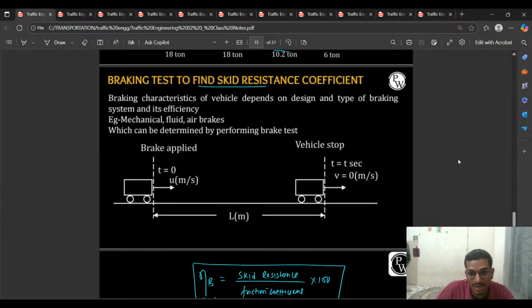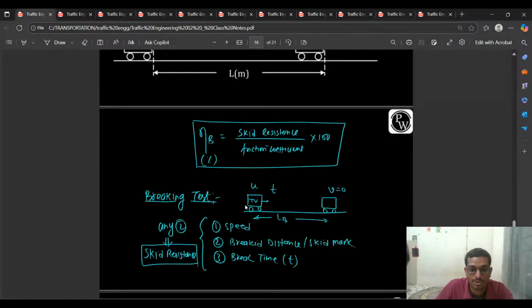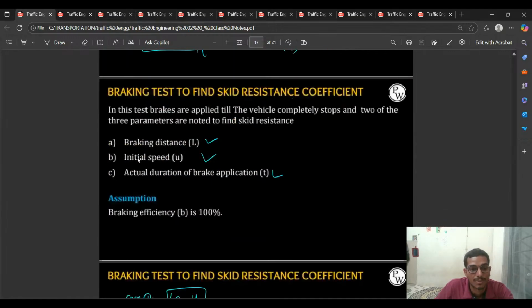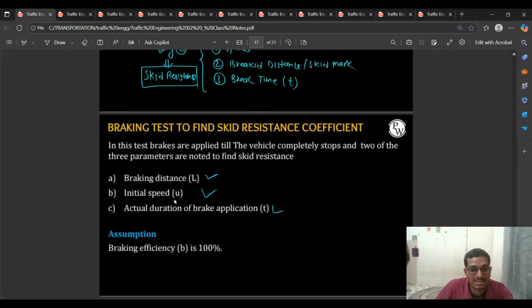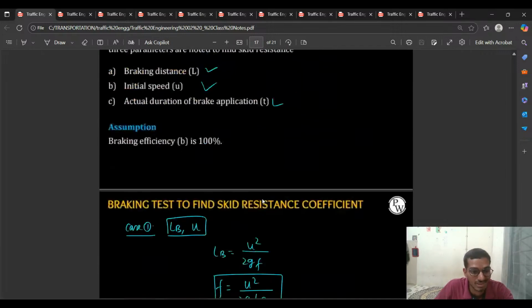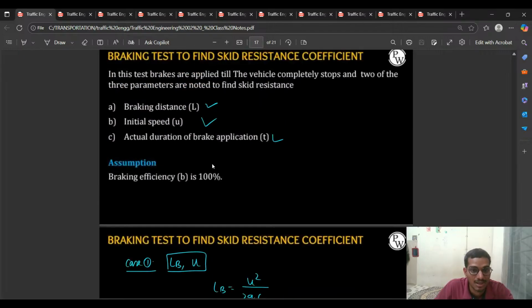Suppose the brake is applied and the vehicle stops: at which time we applied the brake and at how much distance it covers, after completion when velocity becomes zero. So the formula is skid resistance equals friction coefficient into 100. Braking test to find the skid resistance coefficient. Braking distance, initial speed u, duration of brake st. It is all braking efficiency.